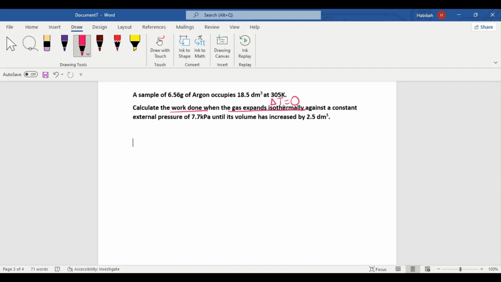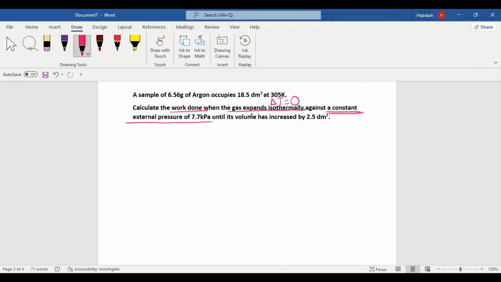So basically what you're saying isothermally is that it's a constant temperature problem, against a constant external pressure of 7.7 kilopascal until its volume has increased by 2.5 dm cubed. Of course, because it's an expansion, there's going to be an increase in volume.